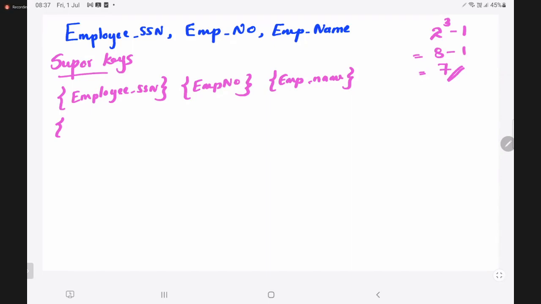Employee SSN and employee number. Yes, very good. Employee SSN and employee number. Very good. Employee number two. Yes, very good.